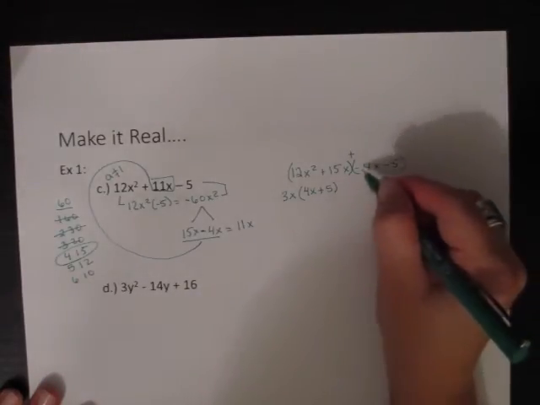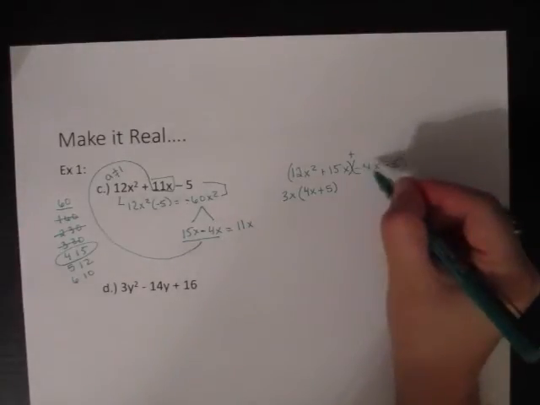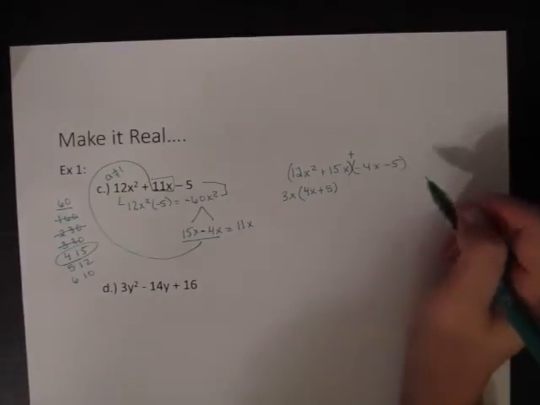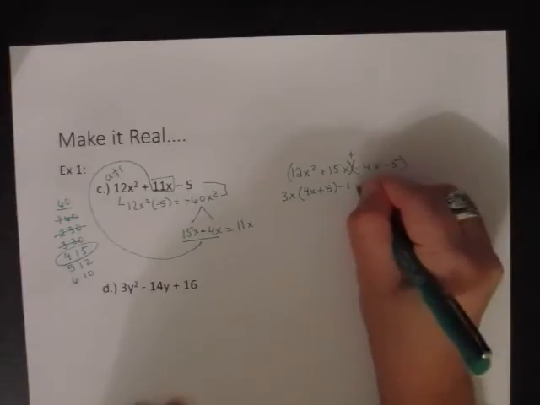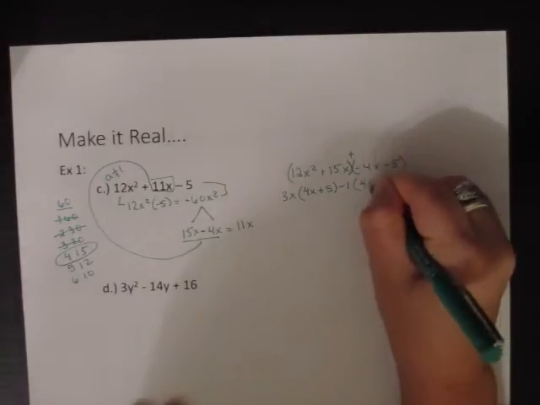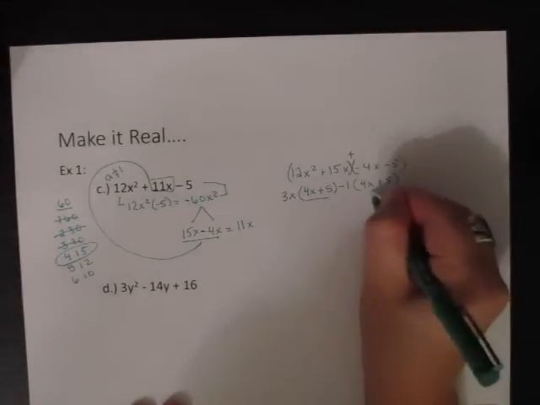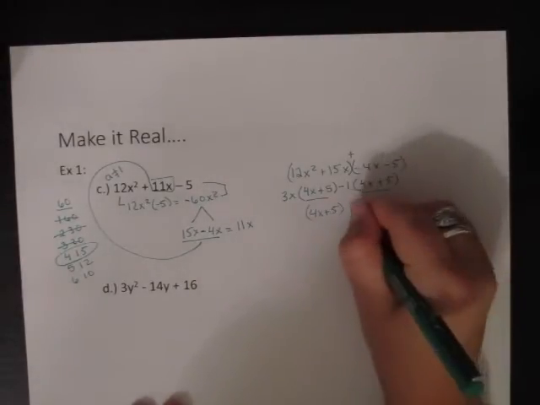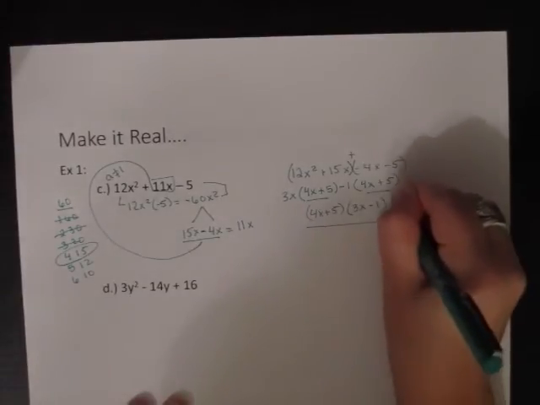Now, if I look at my second one, negative 4x minus 5, I don't see anything I can pull out besides a negative, so I can pull out a negative 1, and I'll be left with 4x plus 5. Again, I have my common binomial of 4x plus 5. Then I've got to write my GCFs together, so I go 3x minus 1, and I'm done.